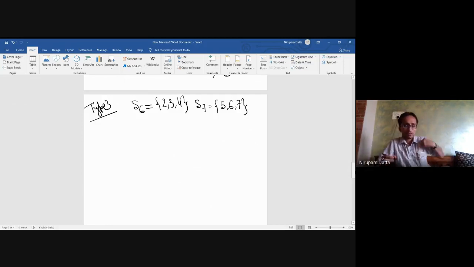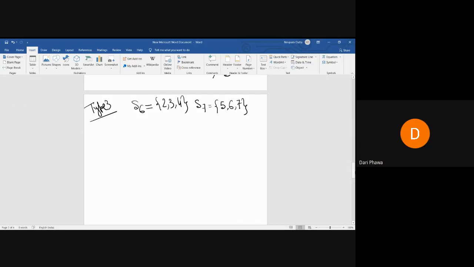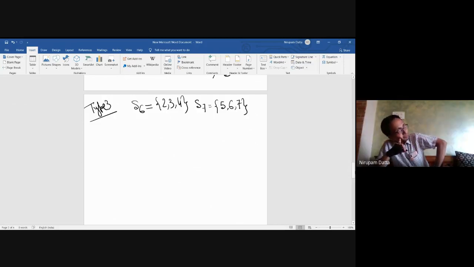So let us see with respect to the type 1 relationship. Are sets S6 and S7 equal? Yes or no? Are sets S6 and S7 equal, students? Yes, sir. Are they equal? How are they equal?